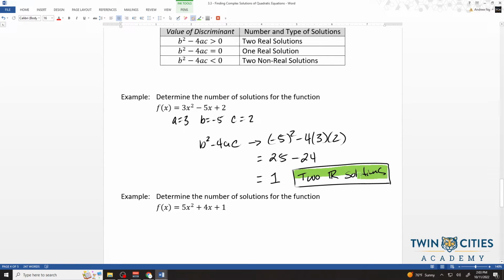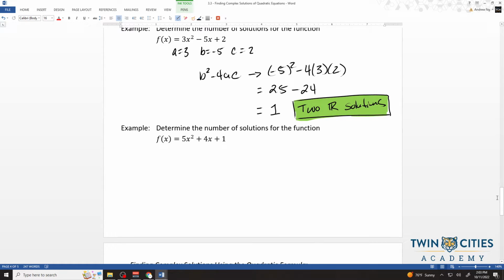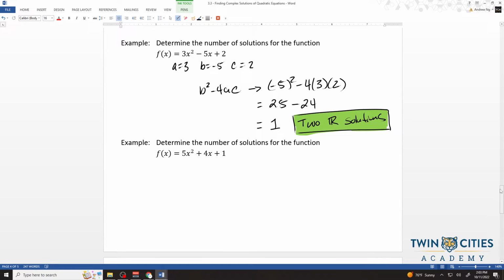So if it just asks you to determine the number of solutions and what type of solutions, that's all you have to do. You don't have to solve beyond that. The second one here, determine the number of solutions for 5x squared plus 4x plus 1. I'm going to do the same thing. A equals 5 in this case, b equals 4, and c equals 1. And then I'm going to plug these into the discriminant.